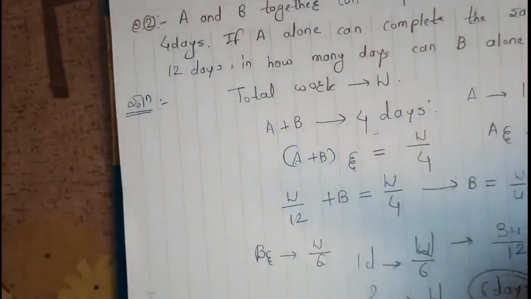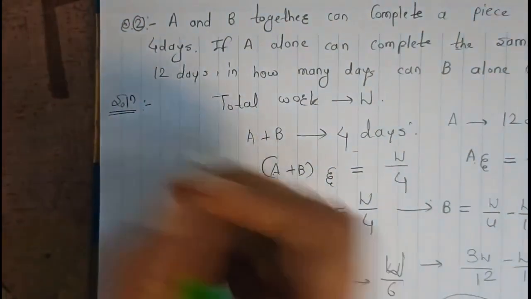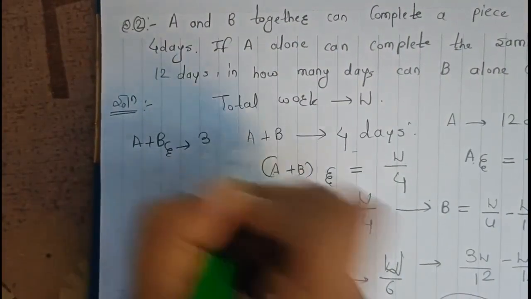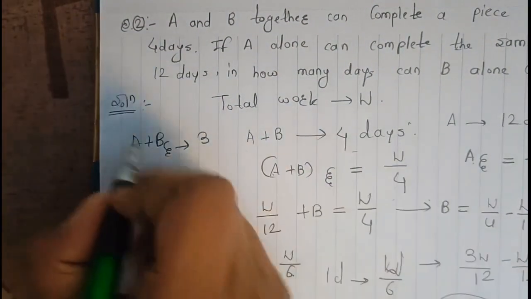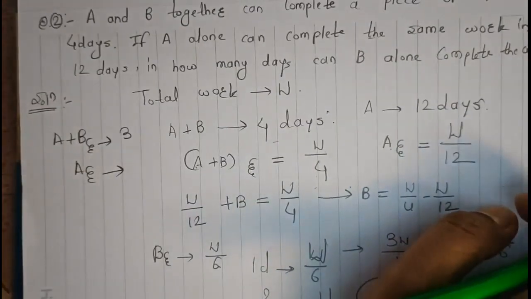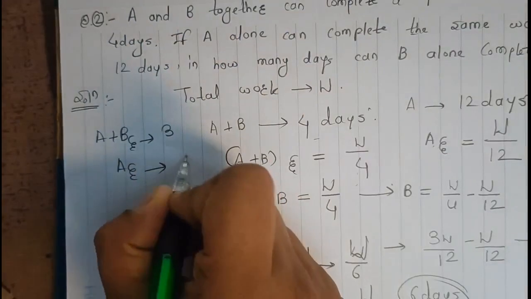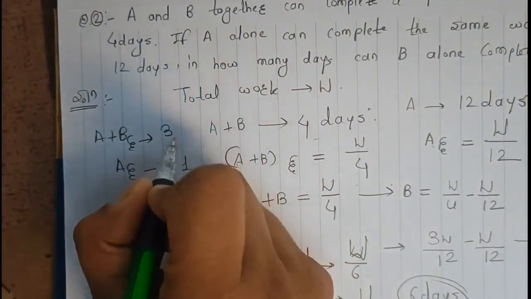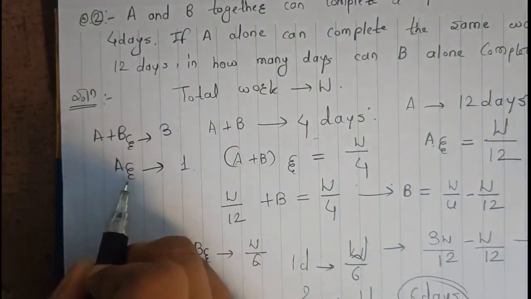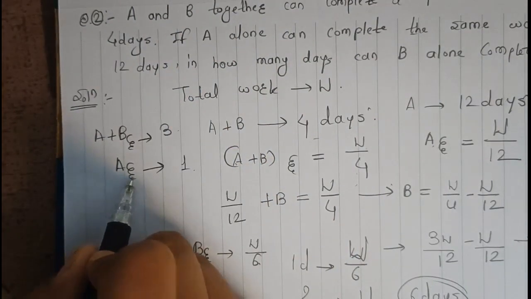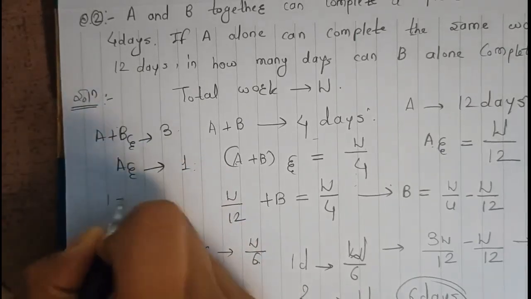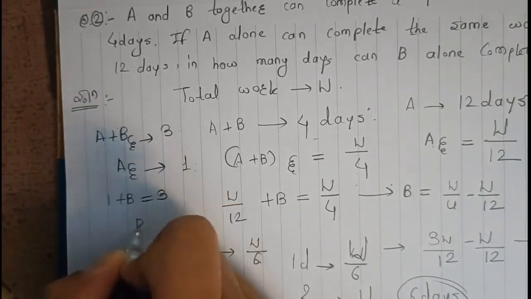Now if we consider W as 12, what would be A plus B's efficiency? A plus B's efficiency would be 3, right? 12 by 4. And what would be A's efficiency? It would be 12 by 12, which is 1, right? So in one day, A and B together can complete 3 units, and in one day, A alone can complete 1 unit. So if we substitute this 1 in here, 1 plus B equals 3, B is 2.